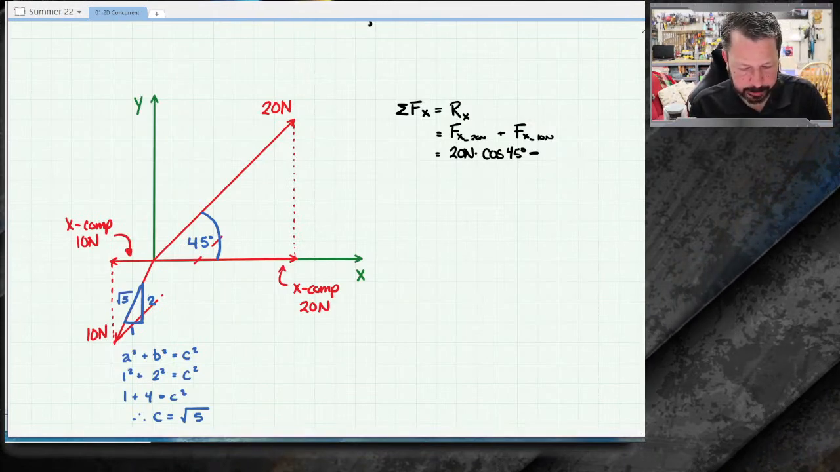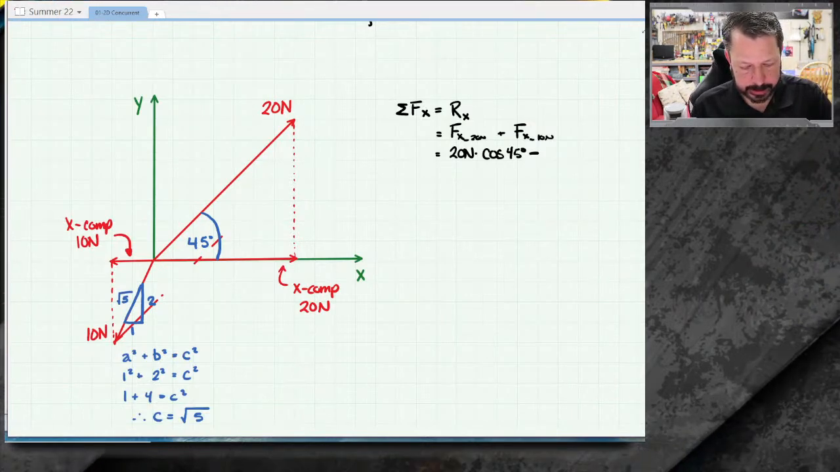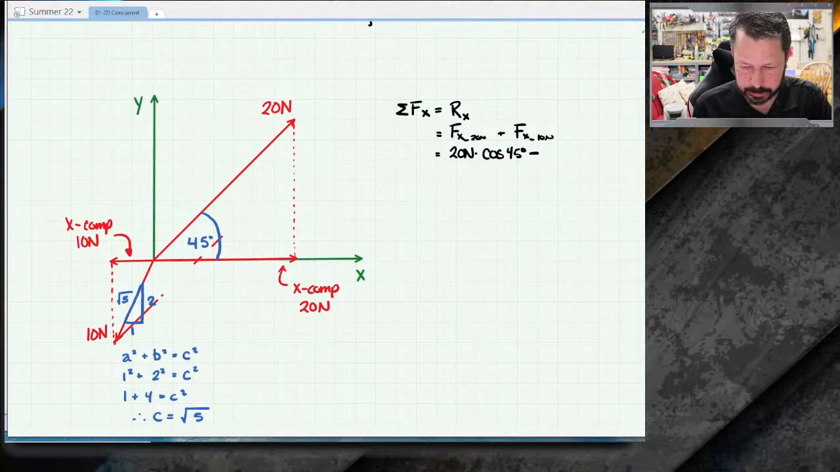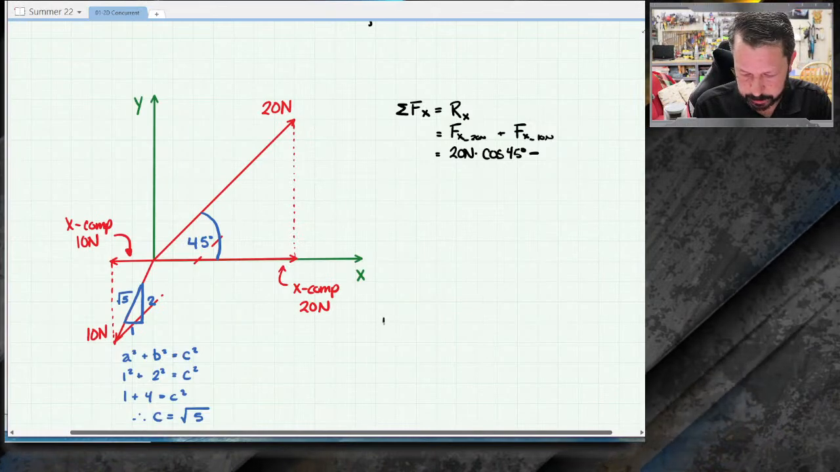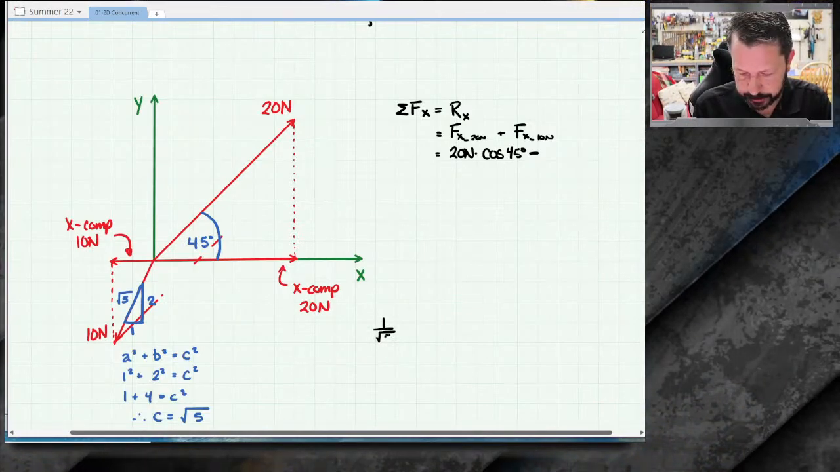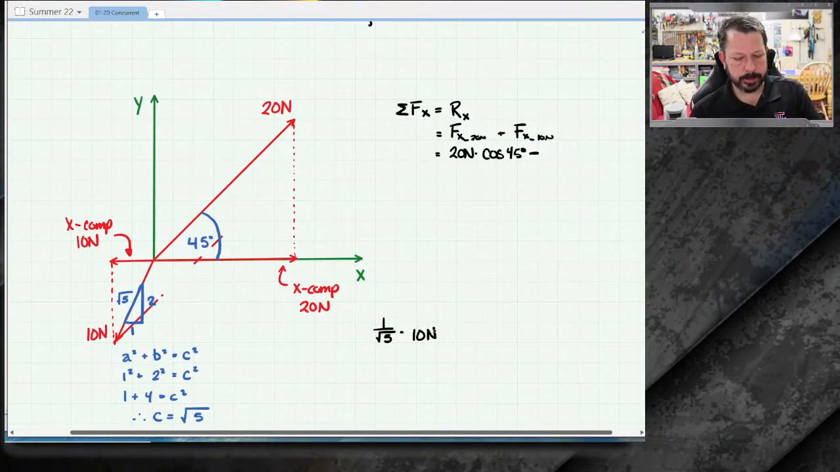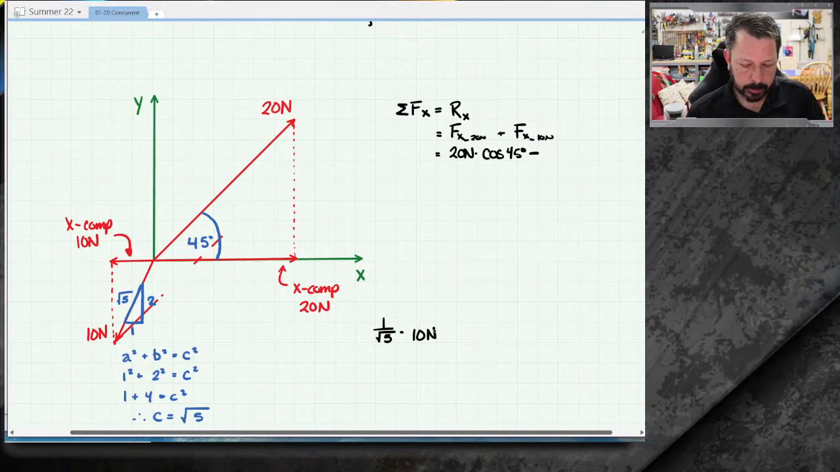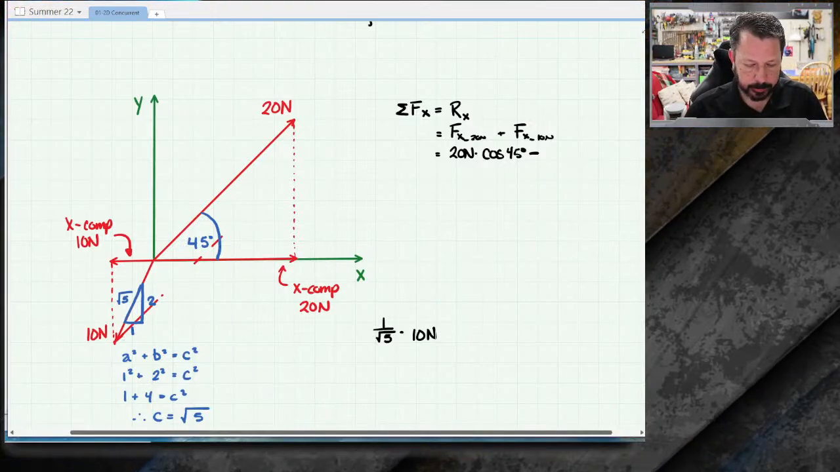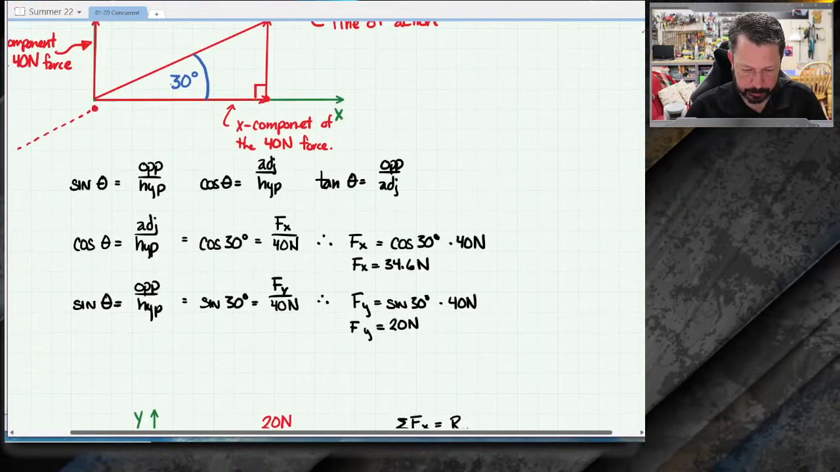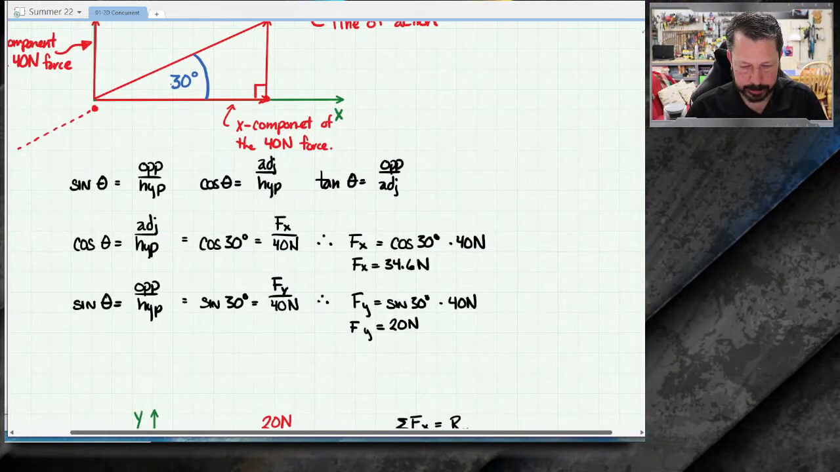So if I want to figure out the x component here, I could say that the x component of the 10 newtons is 1 over the square root of 5 times 10 newtons. So 1 is in the x direction, and I want to know the x component. The square root of 5 is the hypotenuse. 1 over the square root of 5 would be just like adjacent over hypotenuse, right?